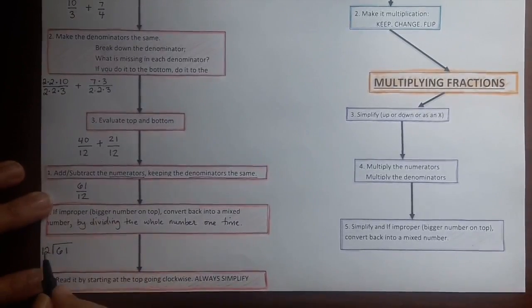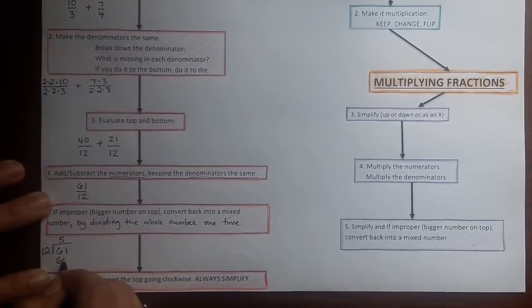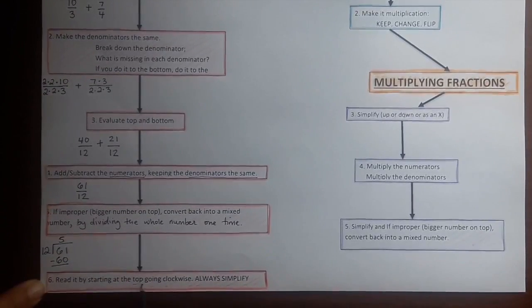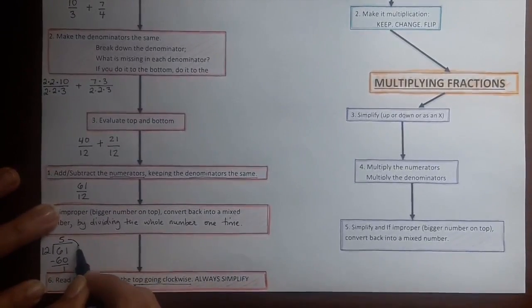First you divide, 5, then multiply, 60, then subtract, 1. Just read it starting from the top going clockwise, and then you always simplify. So going clockwise, 5, and I forgot to put the 1. 5 and 1 over 12.